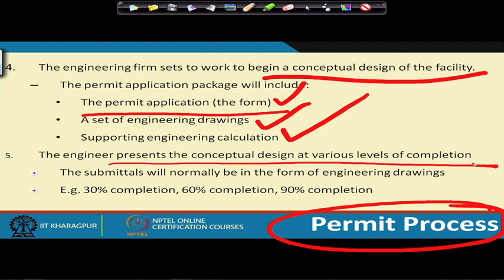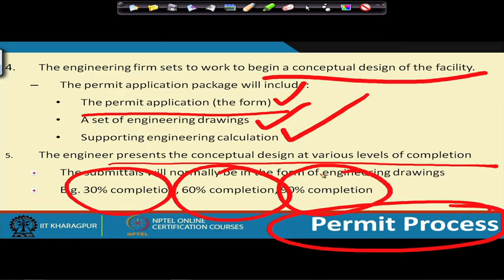So submittal will normally be in the form of engineering drawings. So in terms of 30% completion, how will the drawings look like, 60% completion, 90% completion. So there is a variety of drawings. There is an overall plot plan. The overall plot plan would be the big drawing which has all the details of the site, of the different facilities, major services will be shown and all that.